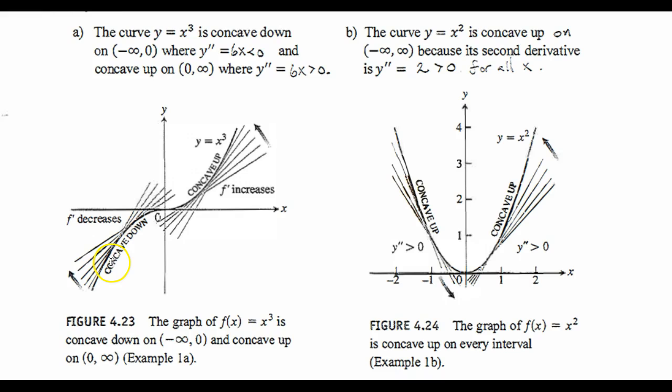Okay, now concave down means that the derivative would be decreasing, right? So here we have a large negative slope and then a less and less negative slope. In other words, the derivative is decreasing because it's large negative, less negative, less negative, less negative. In concave up, the first derivative is an increasing function because I have a small positive slope and then it becomes a larger and larger positive slope as I travel along this curve.